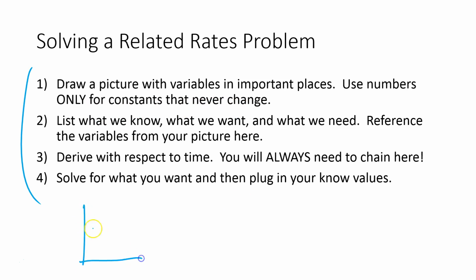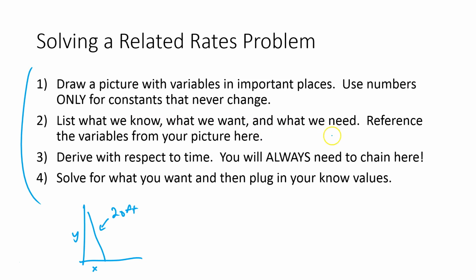So for example, in our ladder example, something that would never change is the length of the ladder, right? The length of the ladder can't change. So let's say it's 20 feet. You would put that on your picture. But the distance down here at the bottom, x, and the distance up here, y, those change as the ladder moves, right? So I would never put any numbers there. Even if they give me numbers in the problem, I would never put numbers there because they can change.